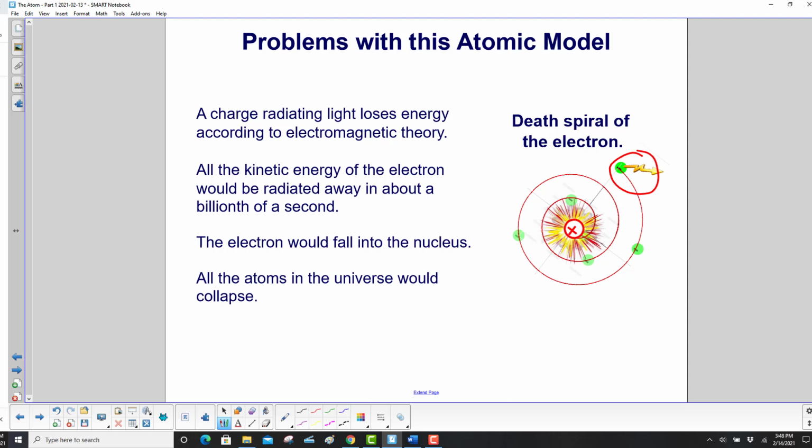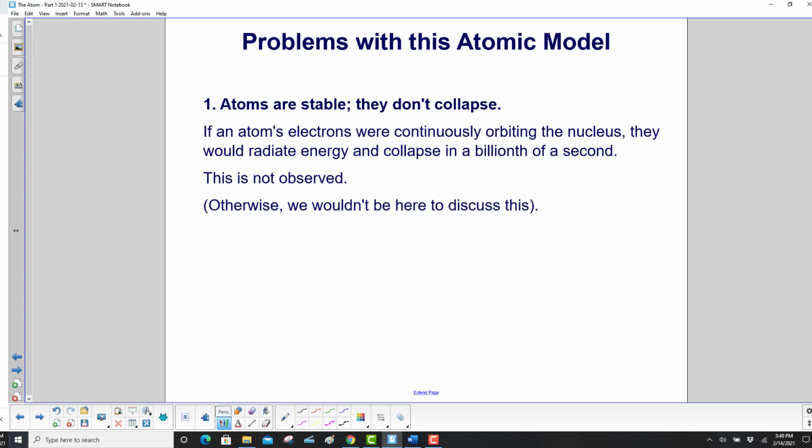The electron would fall into the nucleus. All the atoms in the universe would collapse. And here's the death spiral of the electron. Problem number 1 with this atomic model. Atoms are stable, they don't collapse.